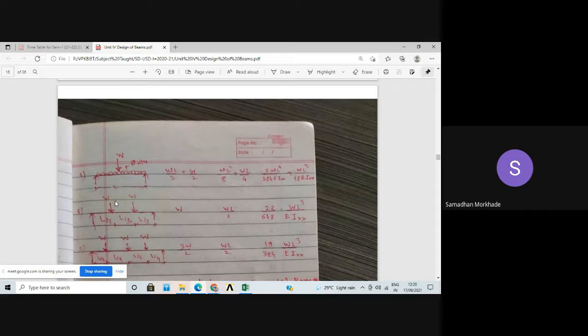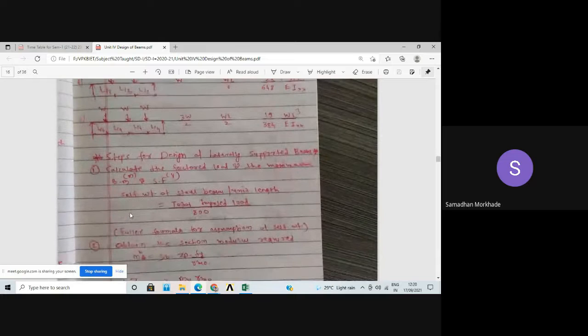Our objective is to design the beam, whether it is a simply supported beam or a cantilever beam. Whatever beam is given, we have to pick up the maximum shear force and deflections, and for that maximum value we have to design the beams. Okay, so now let us discuss the design steps.